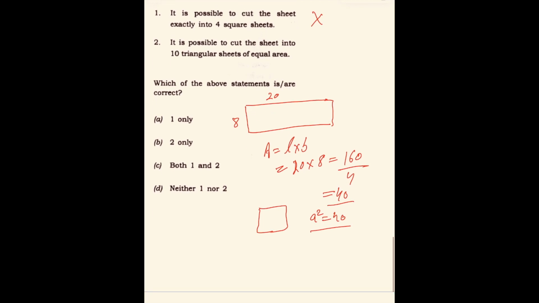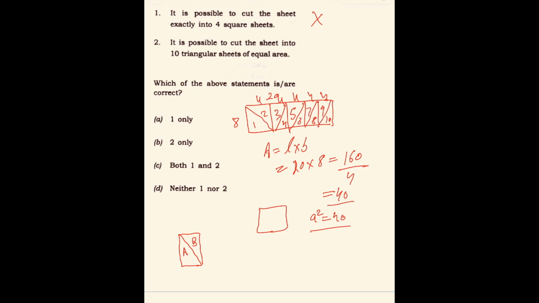Let's look at the second statement. Is it possible to cut the sheet into 10 triangular sheets of equal area? Yes, this can be done. Why? Because two triangles A and B can make a rectangle. So we have this 20 divided into 5 parts, each of size 4, and each one can be divided into 2. So this can be 1, 2, similarly 3, 4, then 5, 6, 7, 8 and 9, 10.